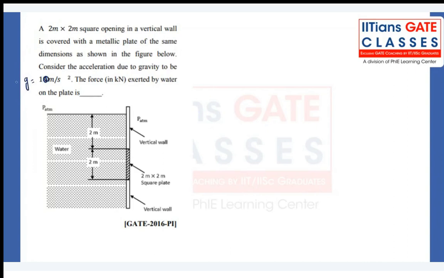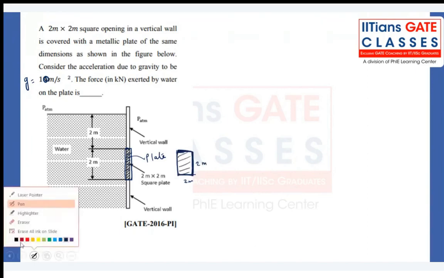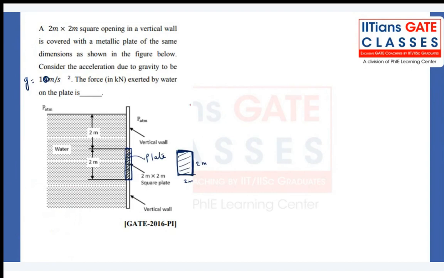This is a plate, right? They are not asking about the vertical walls. They are asking onto the plate. So think like that. The plate dimensions they have given as 2 meter by 2 meter, a square cross section. What is the force which is being exerted? Rho g h bar into area. Rho is in Newton, we have to convert to kilonewton.